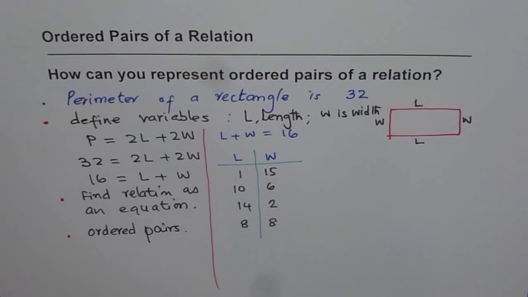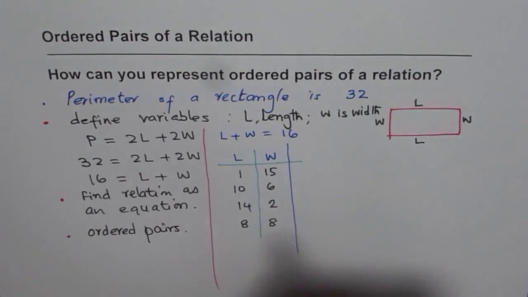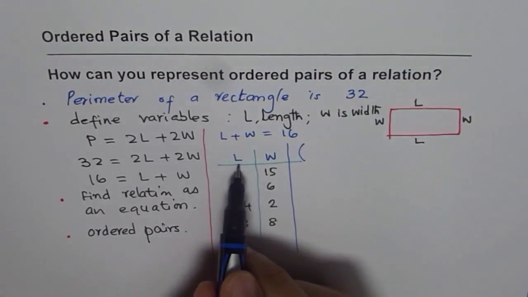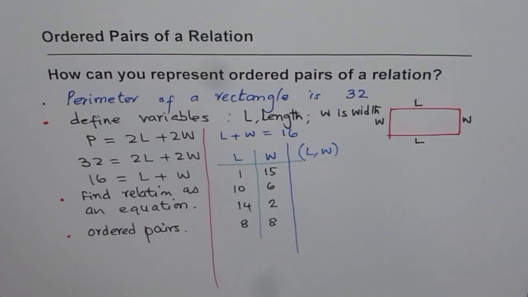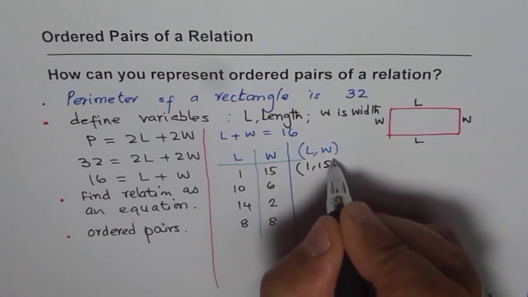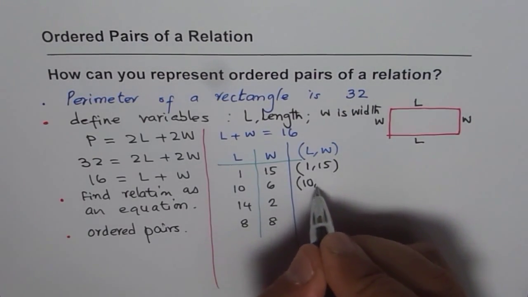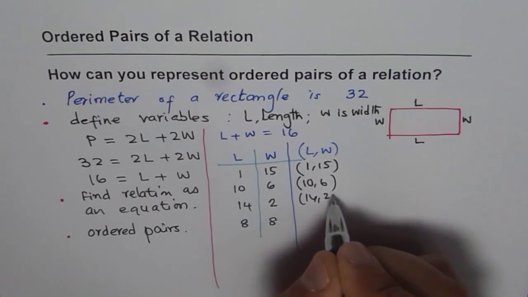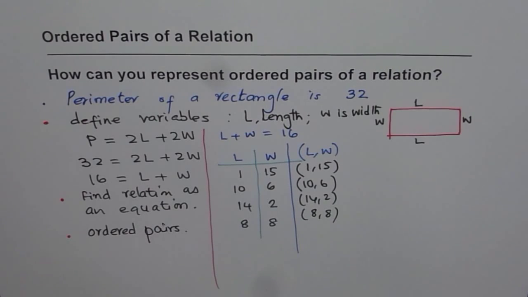Correct? Now, each of these sets of values gives us an ordered pair which is defined in terms of these two variables. So we can write the variables as length and width, and then we write the set of ordered pairs in these brackets separated by a comma. So we have (1, 15) as one ordered pair which satisfies this relation. The others could be (10, 6), then (14, 2), (8, 8). They are in no particular order. We are just selecting a few points. That is one way of doing it.